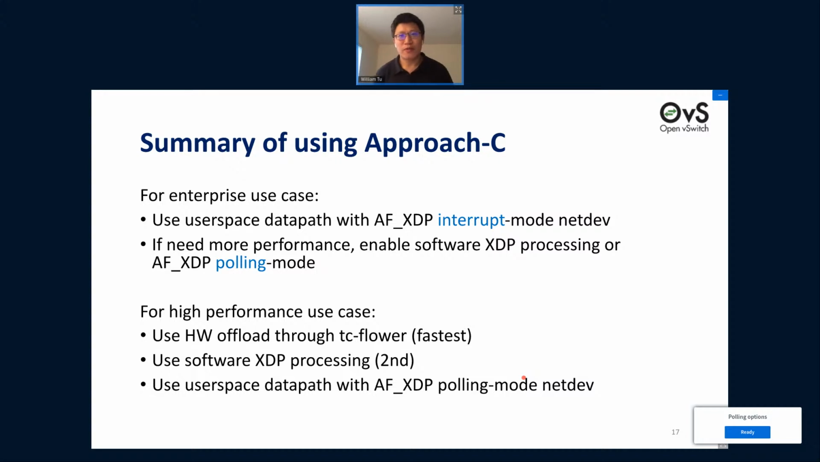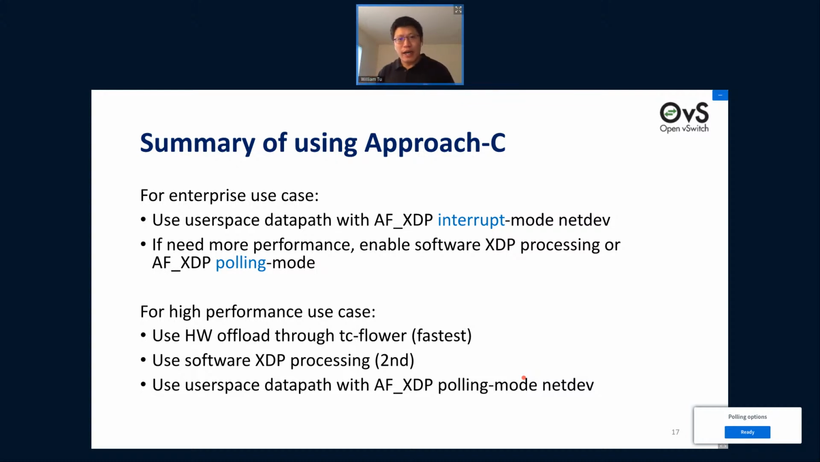To summarize, with solution C we are hoping that enterprise customers, who probably don't need a lot of high throughput or packet rate, can use this userspace datapath with AF_XDP, but instead of polling mode, they can use interrupt mode, which will save more CPU but with lower performance. If they want more performance, they can enable the polling mode, which will get them better performance than the kernel, but use more CPU cycles.